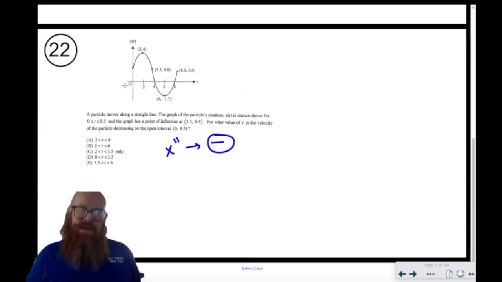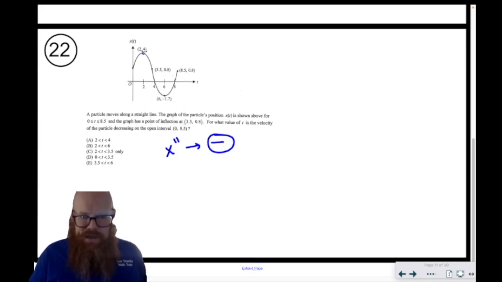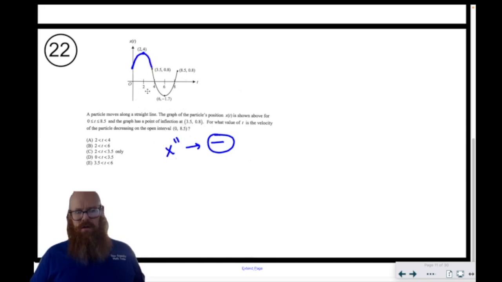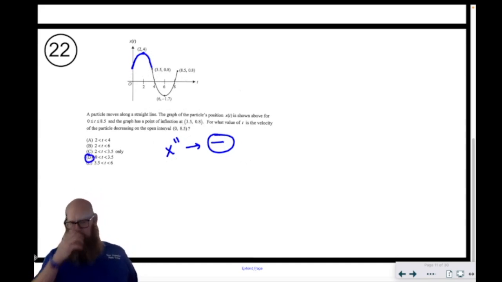Well, that is when the original graph is concave down. It's concave down from here to here. And then the rest of the time it's concave up because this is our point of inflection. So that's between 0 and 3.5, which is answer choice D. All right, so it's all about understanding which derivative we're talking about and what the sign is, and then how to look for that on the graph.